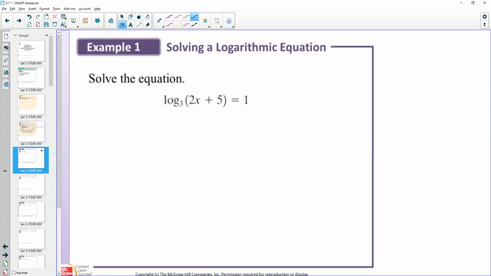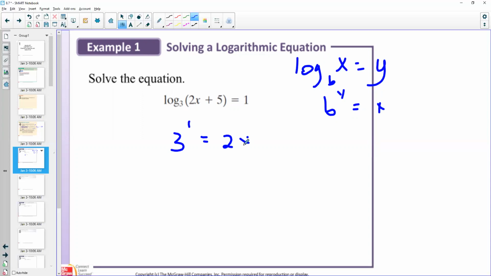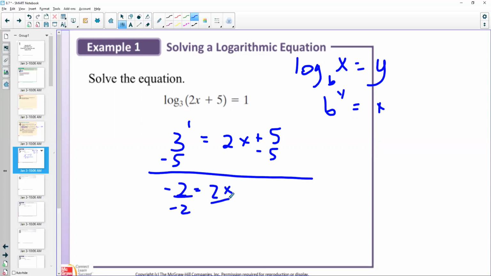So in this case, there's only one log on one side. It's already in a form I can convert. So remember, we go from log base b of something equals y becomes base to the exponent equals the argument, okay? So in this case, 3 to the first equals 2x plus 5. Well, that's simple enough to solve, right? It's just a matter of rewriting it. I'm going to subtract 5 from both sides. I'm going to get negative 2 equals 2x, divided by negative 2. x equals negative 1. That's how this goes. Okay, you can check the answer, make sure you can actually take the log of that, all is well.